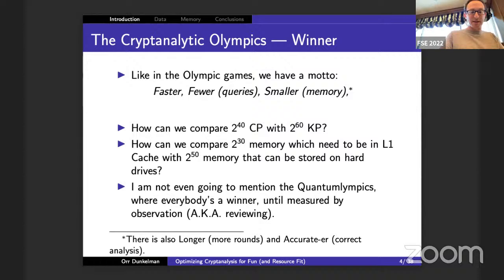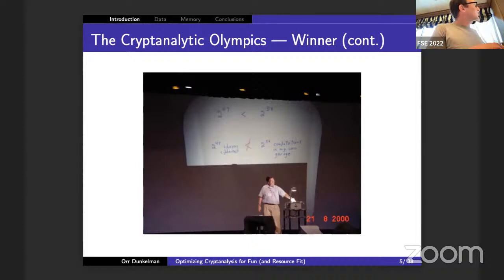So here's a famous slide. I don't know how many of you know. This is Don Coppersmith talking at Crypto 2000. And in his talk, he made the following claim that 2^56 is actually not larger than 2^47.